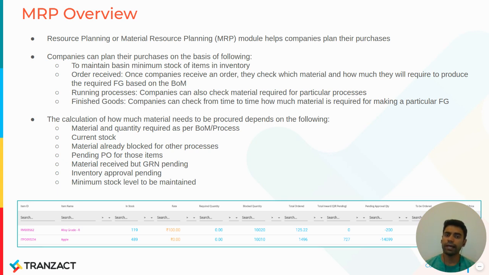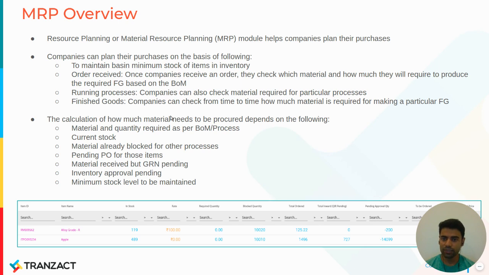They can also do the planning according to the processes that they are running. So for example, there are 3 processes ongoing in a company and they want to plan that to complete this process, how much material they want to buy. And finally, if they want to calculate in an ad hoc manner that, okay, to produce 1 unit of finished good, how much raw material they need to purchase according to a particular formula, that also they can do.